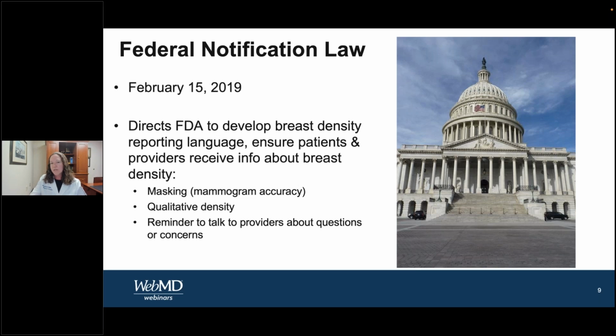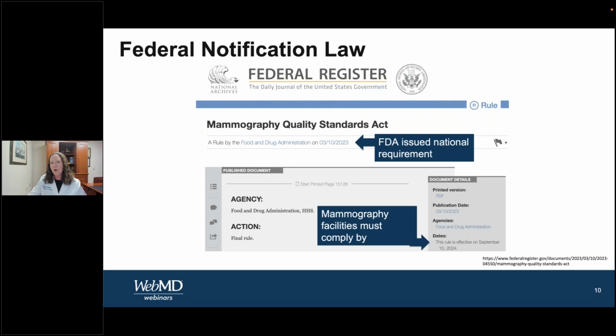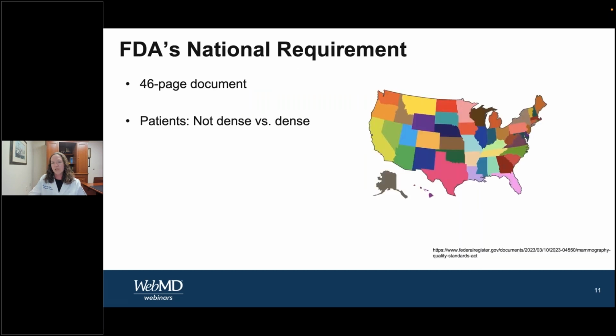So that law, again, was signed in 2019, but it wasn't until March of this year that the FDA actually developed the language and issued their national requirement for dense breast notification. And this rule doesn't go into effect until September 10th of 2024. So mammography facilities or places that give you your mammogram have to comply with this new federal notification law in September of 2024. So just about a year from now, everybody will have to comply with this federal notification law.